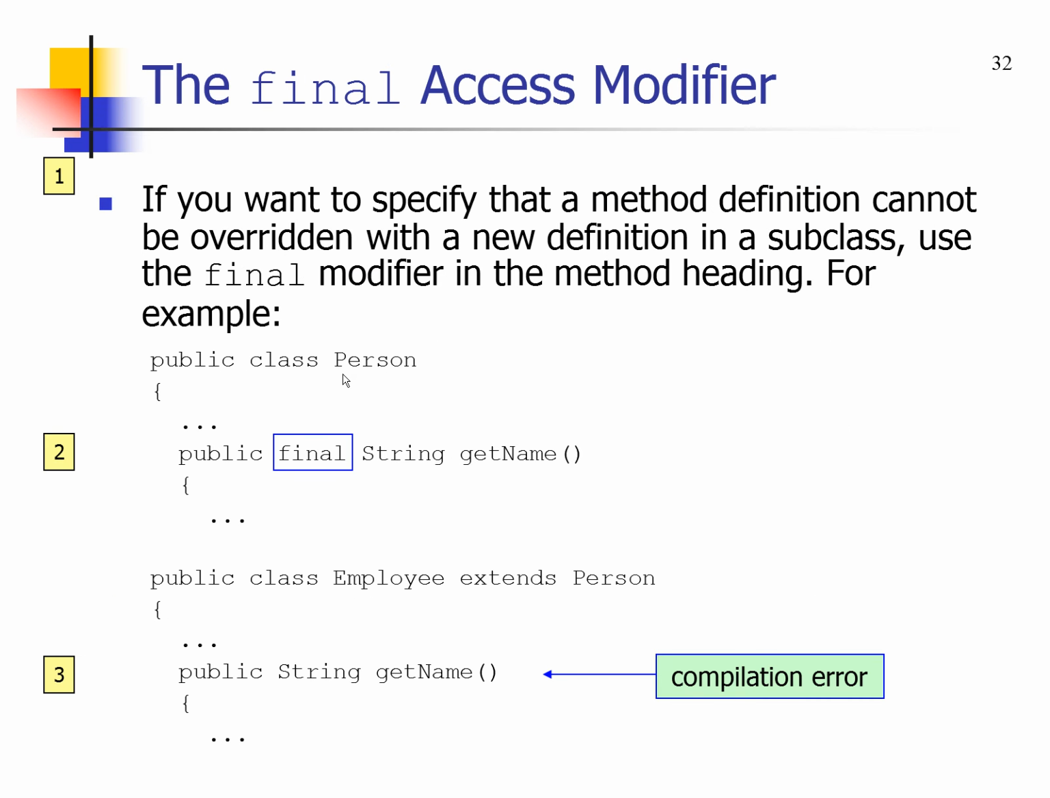Okay, the final keyword. If you want to specify that a method definition cannot be overridden with a new definition in the subclass, then you use final. It means no one can change it. So, public final String getName. Up in the person class, we have the method getName. In employee, we have getName as well. What if we want to make it so that no one can override this name? We use final. This will give us a compile error down here because getName is also defined in person, and we said final, which hopefully you remember is a constant.